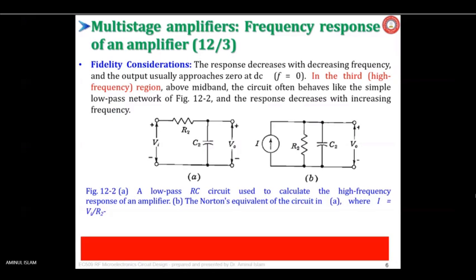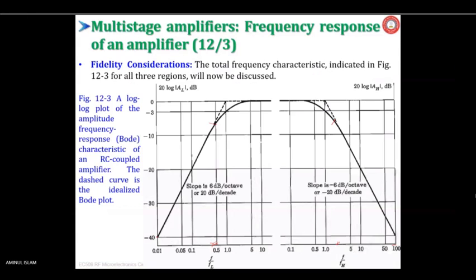Here is the Norton's equivalent of the circuit shown here. Instead of VI in series with R2, here R2 is coming in parallel with current I. The total frequency characteristic is indicated in this figure, where all three regions have been shown.